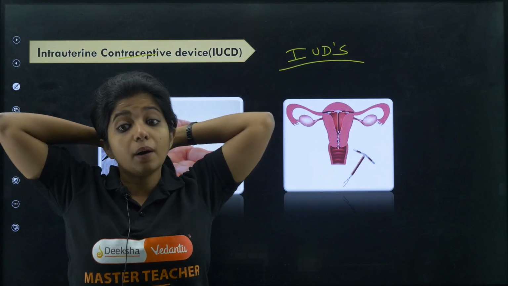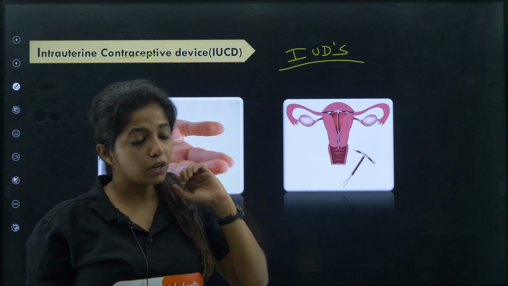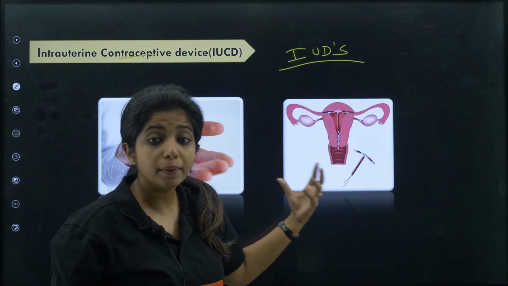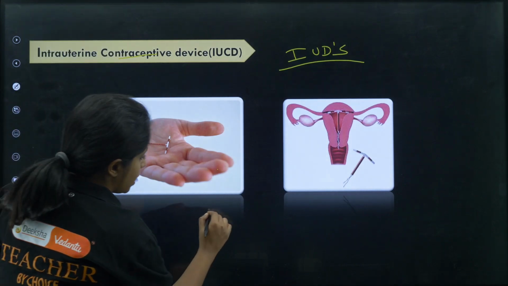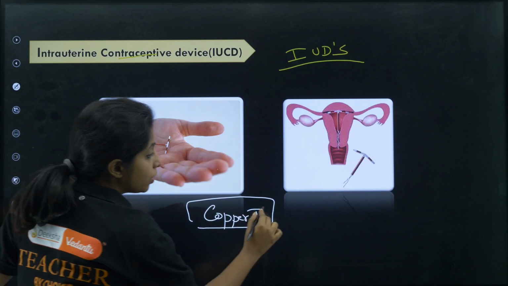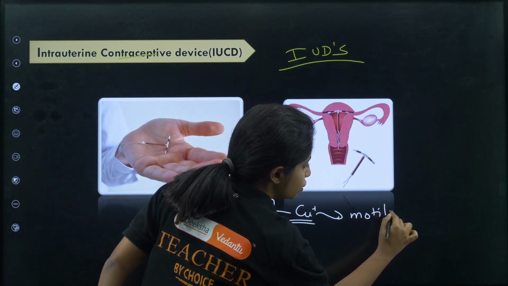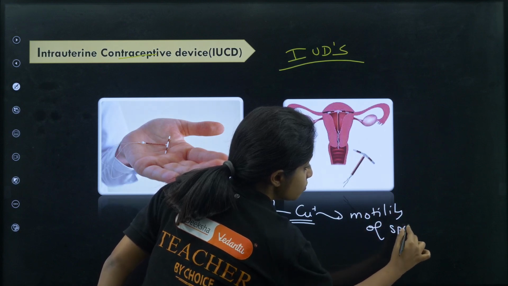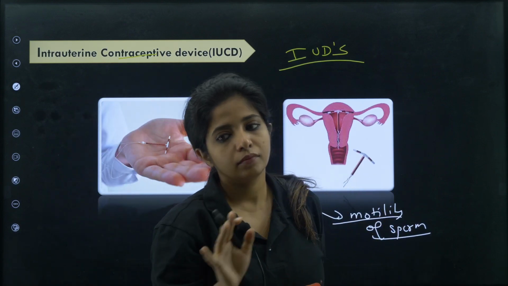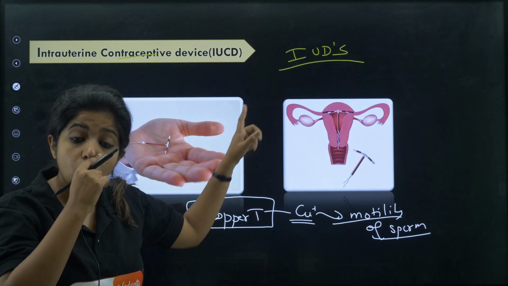Now the next type is copper releasing IUDs, where a copper T, this thing that you see over here, is inserted. What does the copper T do, my dear children? It is going to release copper ions, and these copper ions are going to interfere with the motility of the sperms. It does not allow the sperm to move. If the sperm movement is reduced, do you think it can go and fertilize the ovum? No, it cannot take place. So that is why the copper T is very important. So it is a copper releasing IUD.